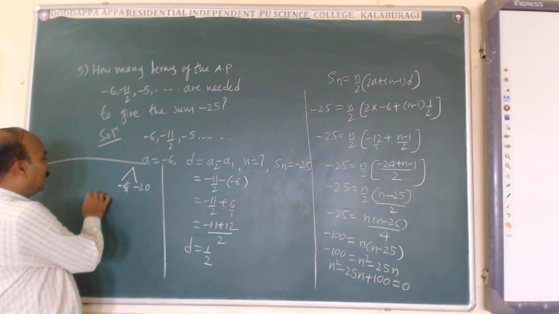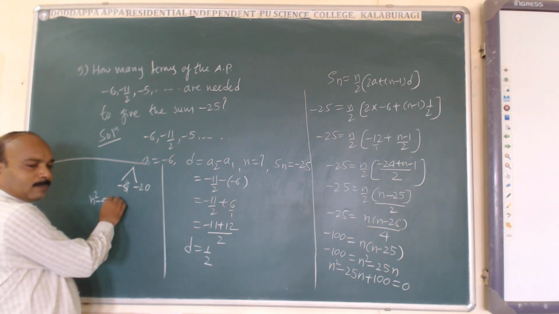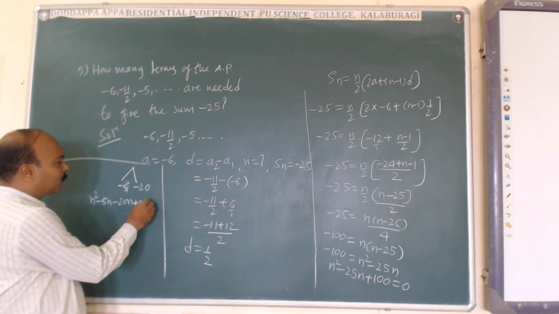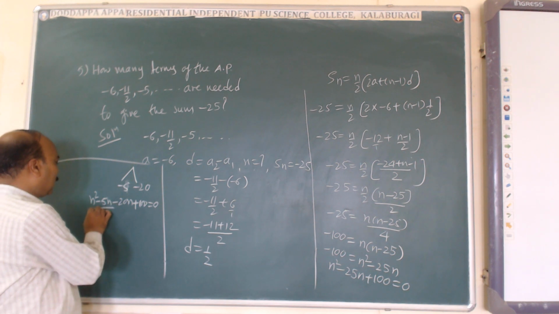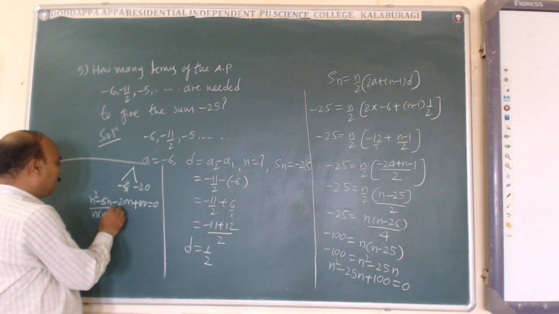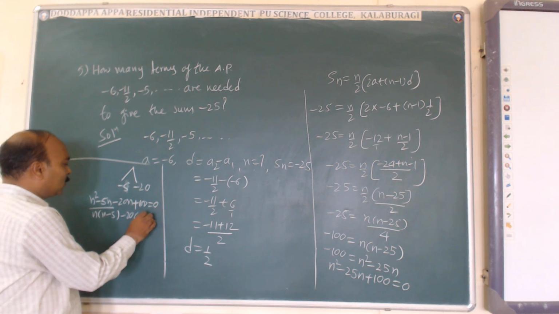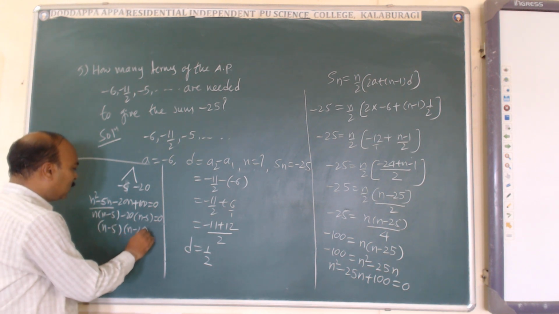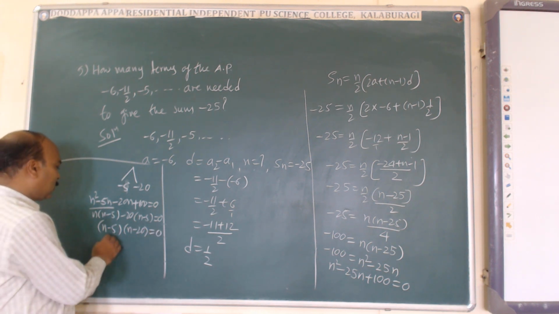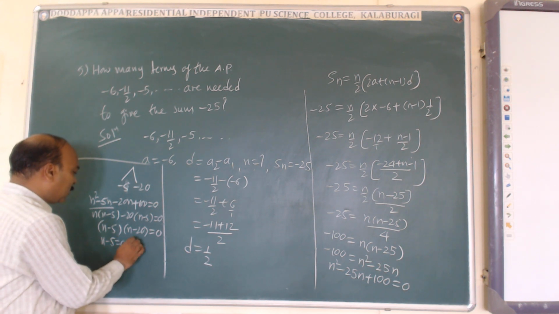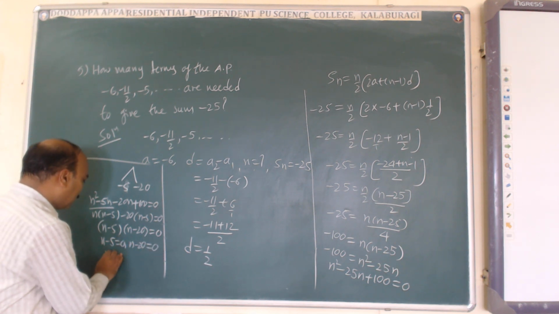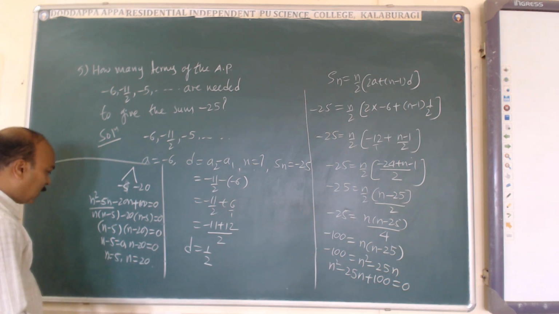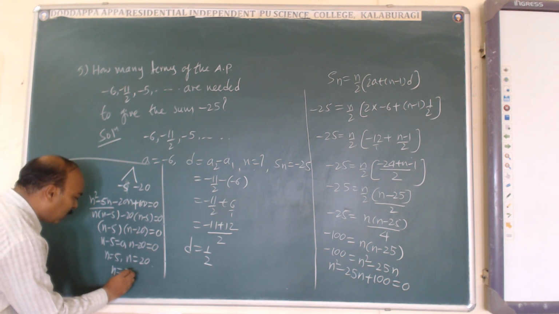It is n square minus 5n minus 20n plus 100 equal to 0. Here n is common, n minus 5 is common. So (n minus 5)(n minus 20) equal to 0. So n minus 5 equal to 0, n minus 20 equal to 0. n equal to 5 or n equal to 20. Therefore, the value of n is 5 or 20.